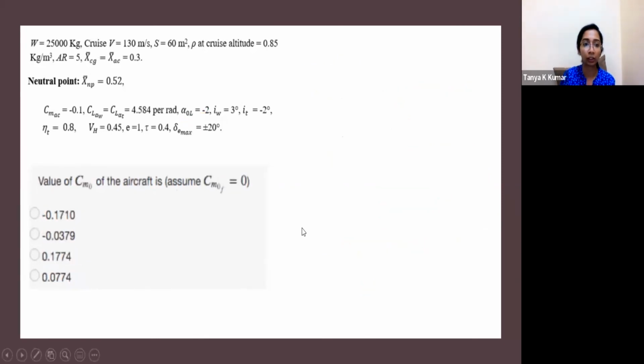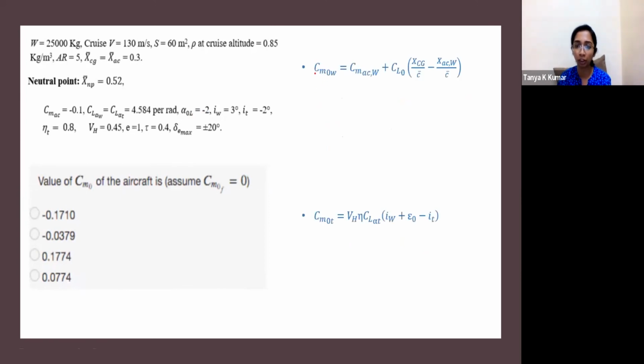So the next question, calculate the value of CM naught of the aircraft, CM naught of the entire aircraft. CM naught of the entire aircraft is the combination of CM naught of tail, fuselage and wing. You've assumed fuselage contribution to be 0 now. So the CM naught of the entire aircraft would be the contribution by wing and tail. So what is the CM naught contribution of the wing? We had discussed it right at the beginning of the class. So these are the two equations, right? CM naught contribution by wing, CM naught contribution by tail. CMAC wing is what? It's given to us.